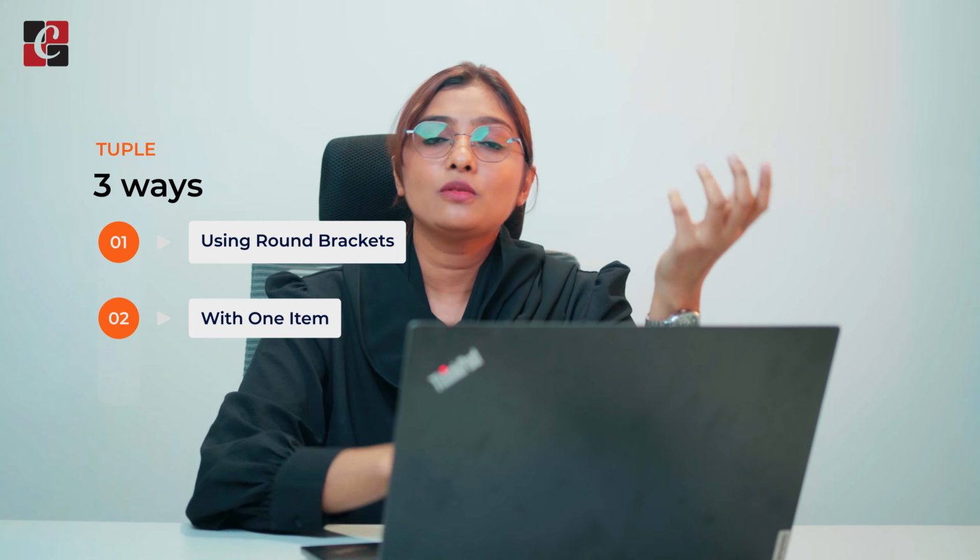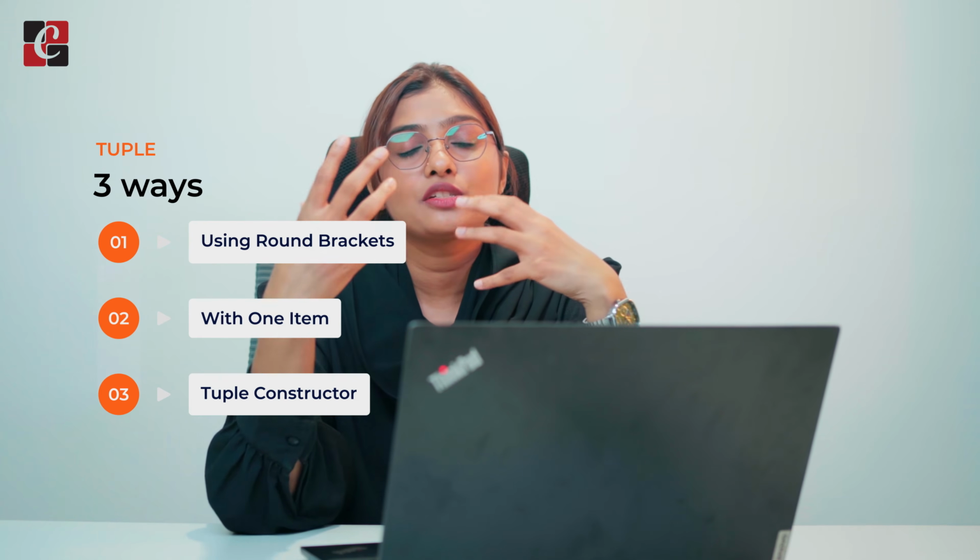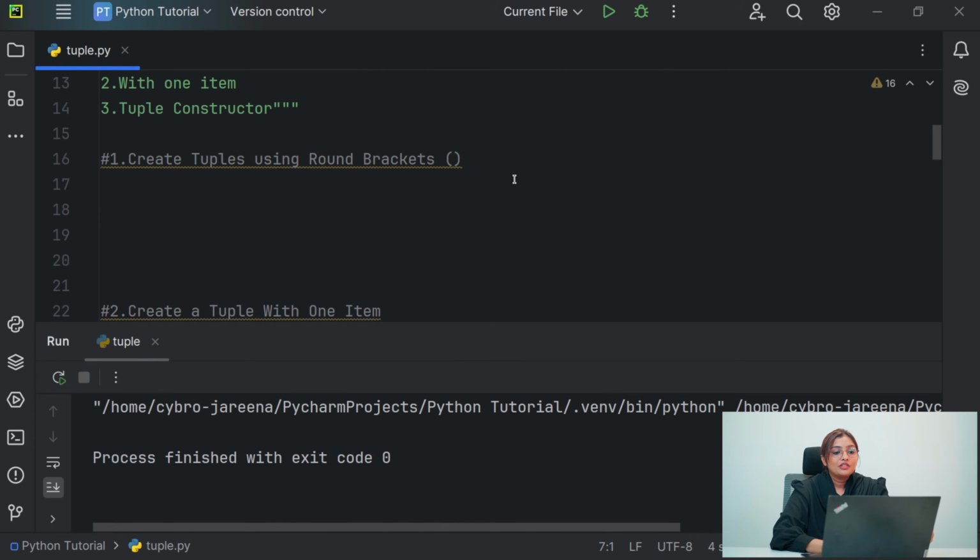Now let's see how we can create a tuple. There are three ways in which we can create a tuple. One of the methods is using round brackets, and we can also create a tuple with one item, and we can use the tuple constructor in order to create a tuple. Here follow the three ways of creating a tuple with examples. First, we are going to create a tuple using the round brackets, and I'll be creating an empty tuple.